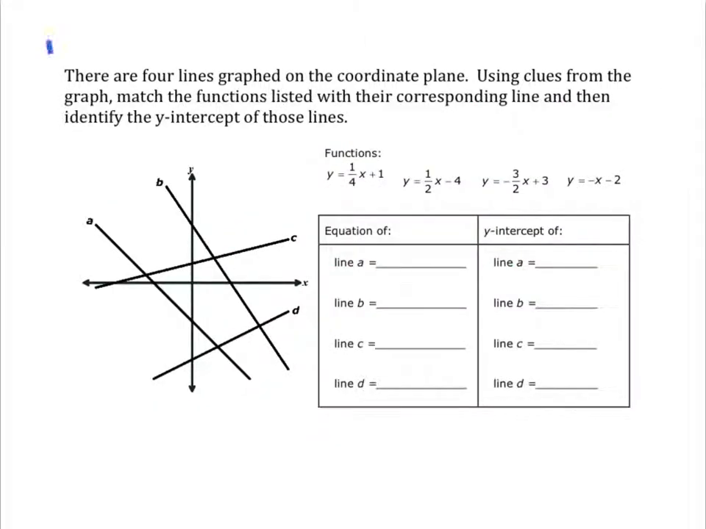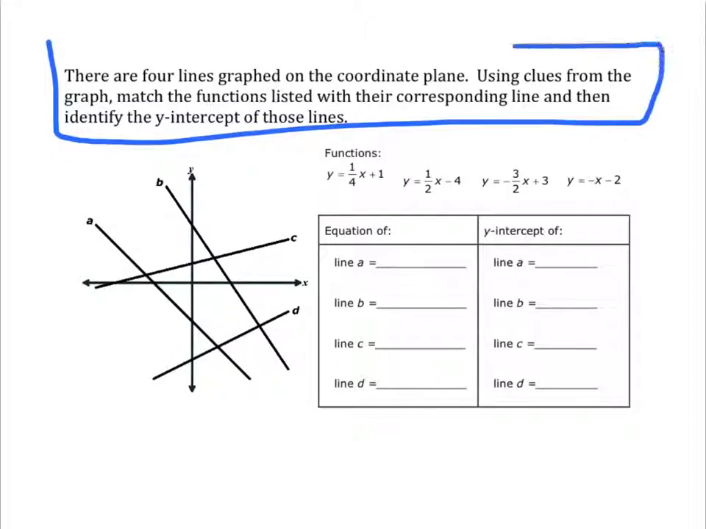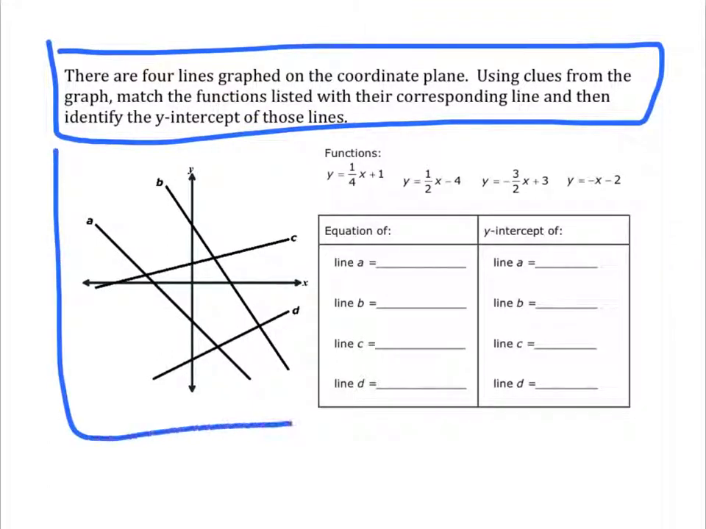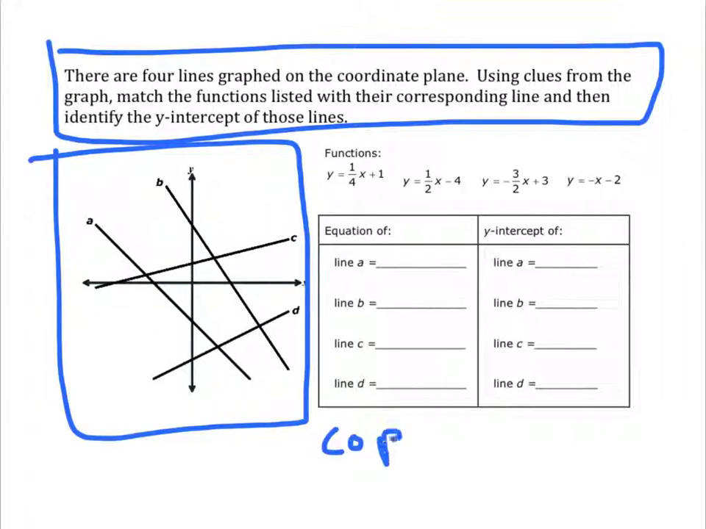Okay, same thing as before. I don't want you to write this, but I do want you to copy the table and fill it in. Okay, so there are 4 lines graphed on the coordinate plane. Using clues from the graph, match the functions listed with their corresponding line, and then identify the y-intercept of those lines. So we'll start with line A again.